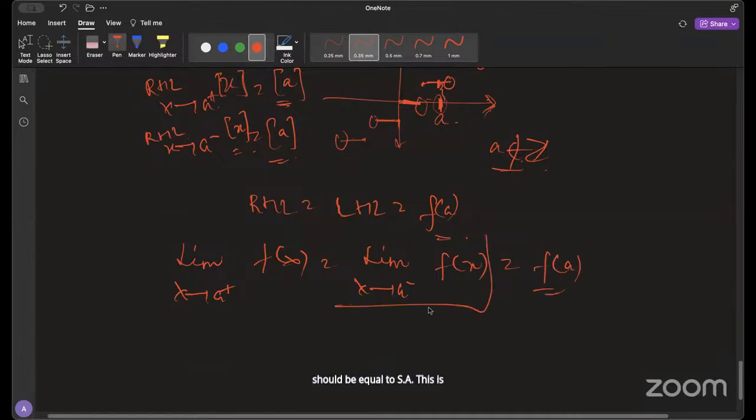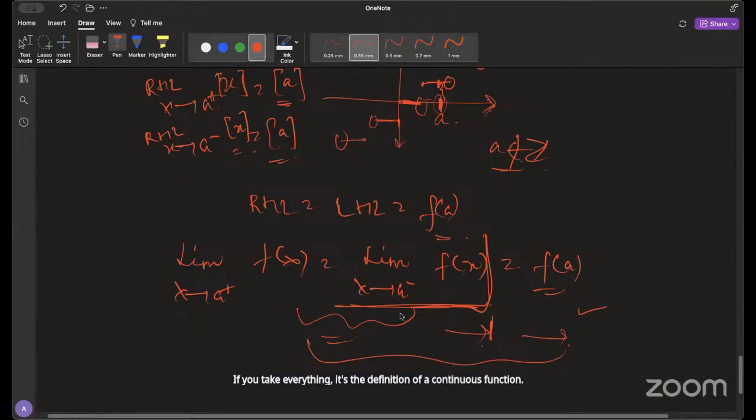This part you need for limit, right? This is what you mean when you say that the limit of f as x tends to a is, say, f(a) or L or whatever. So until this point, it's the definition of limit. And then if you take everything, it's the definition of a continuous function. Is that okay?